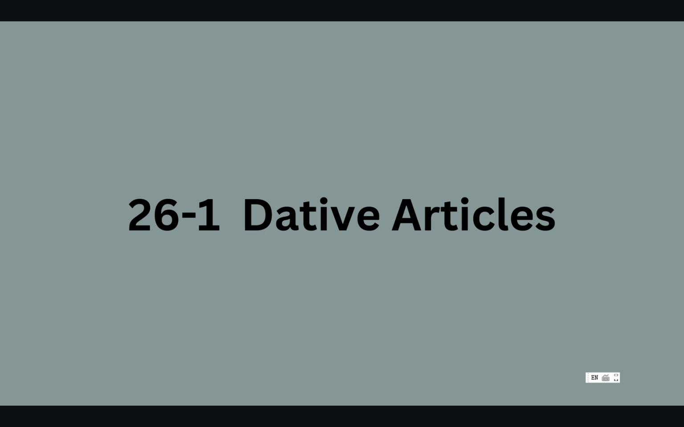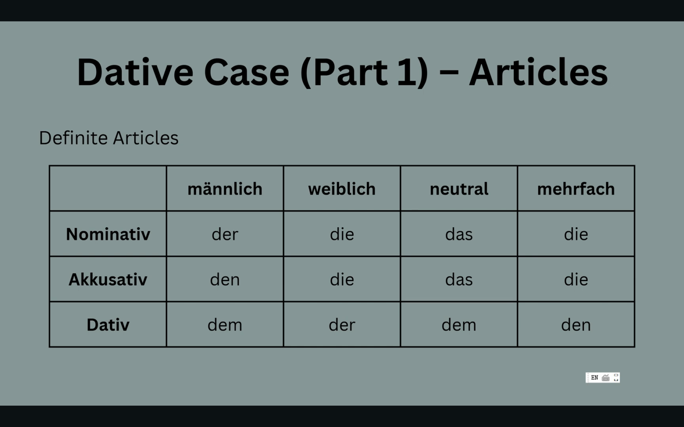Section 26-1. Dative articles. First, let's look at the definite articles. Just as the nominative and accusative case, we have four categories of definite articles: masculine singular, feminine singular, neutral singular, and the plural form.